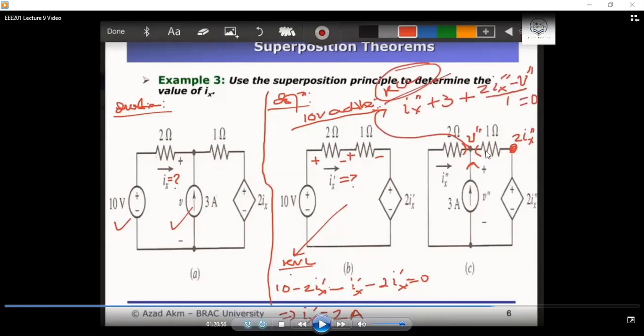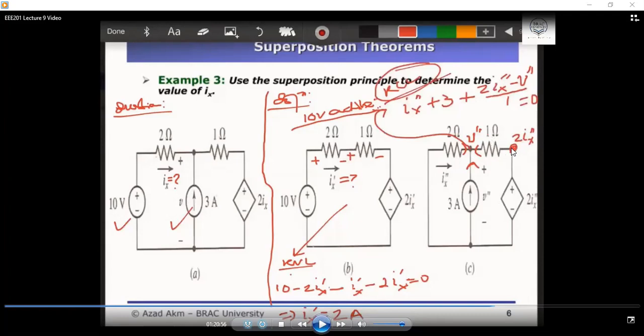What is the current flow through the 1 ohm resistor? So the current Ix double prime, another current 3 ampere, and we assume this other current is also added. What is that current? That is the current through the 1 ohm resistor. That one will be this voltage minus this voltage divided by this resistance.